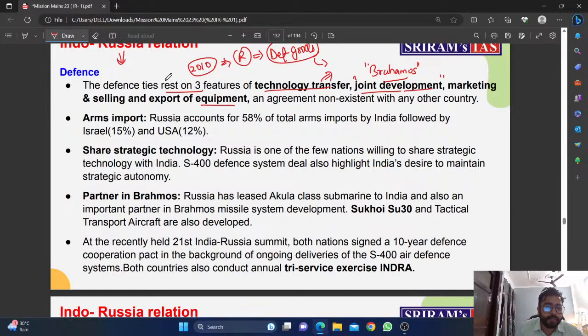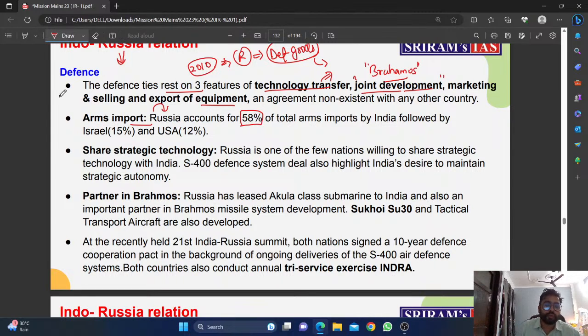Okay, then if we account for arms imports, even today Russia has a good share in Indian arms imports. 58% of the total arms that we are buying are from Russia, and the rest are from other countries. Till 2010 it was more than 70% that we were buying from Russia only, and after that we have expanded our defense imports. We have started buying from other countries as well. We are buying from USA, from Israel, from France. Our defense cooperation has increased with other nations as well.